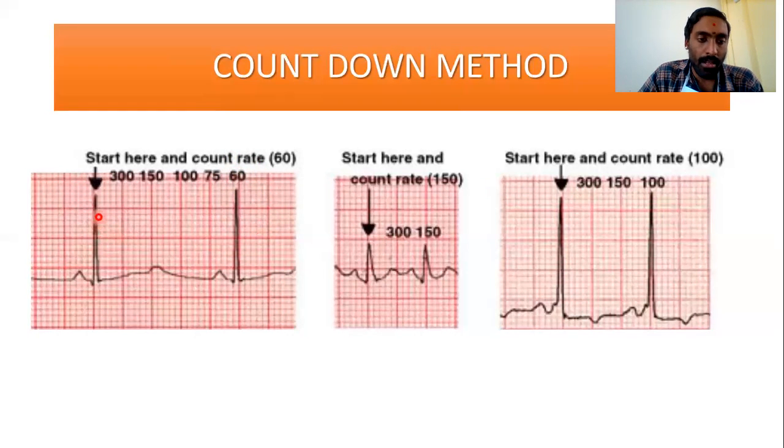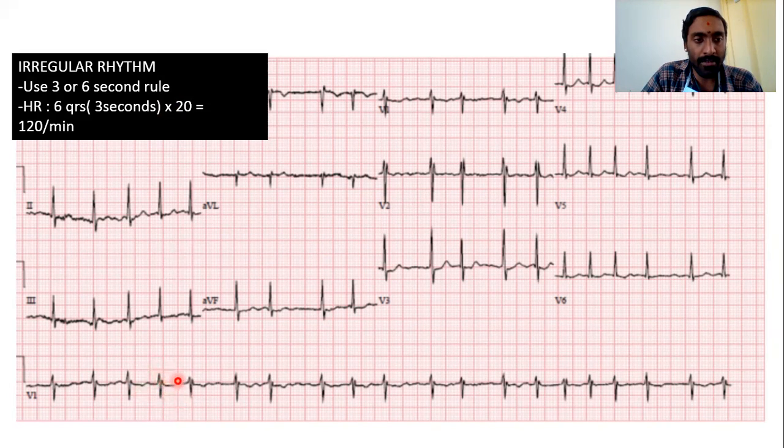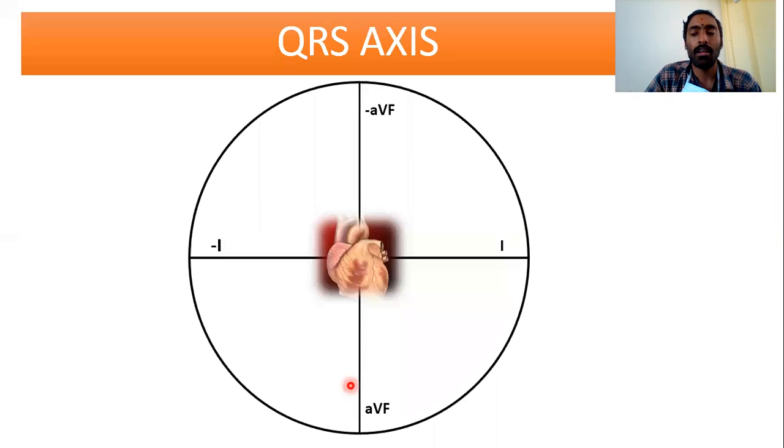So here we see the first RR, the QRS is here, the second QRS is here. If you place the numbers 300, 150, 100, 75, 60, it is going to be 60 here. Here it is 300 and 150. At the 150 place, we have the second RR interval. So this is the countdown method, very quick and very easy to use. If it is irregular, we use the number of QRSs in 3 seconds. Here I have 6 QRS in 3 seconds and I multiply it by 20, which is 120 beats per minute.